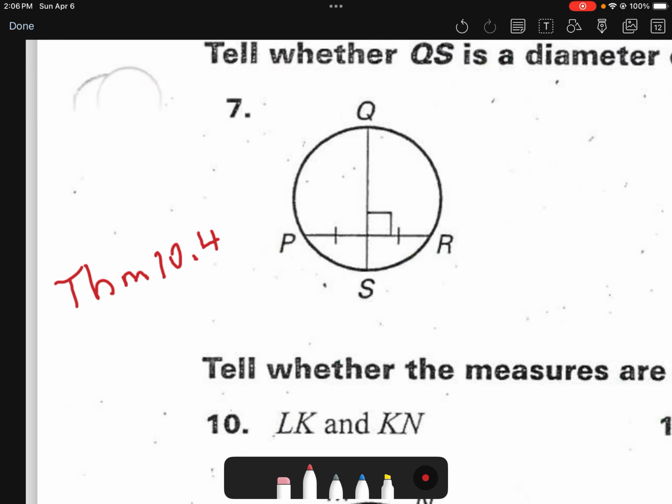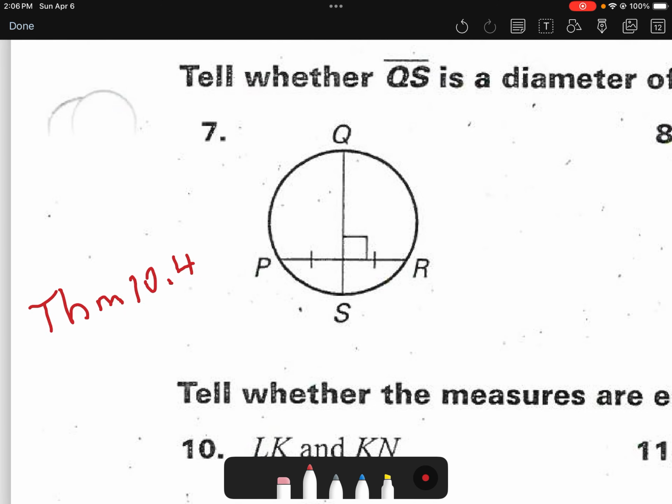All right, so theorem 10.4 says that a chord is a diameter if it's a perpendicular bisector of another chord. So notice how we have a chord right here. And here's two important things that happen. One thing is it bisects that chord at a right angle. When both of those things happen, then that is a diameter. So you would say yes to this one. Segment QS is a diameter by theorem 10.4.